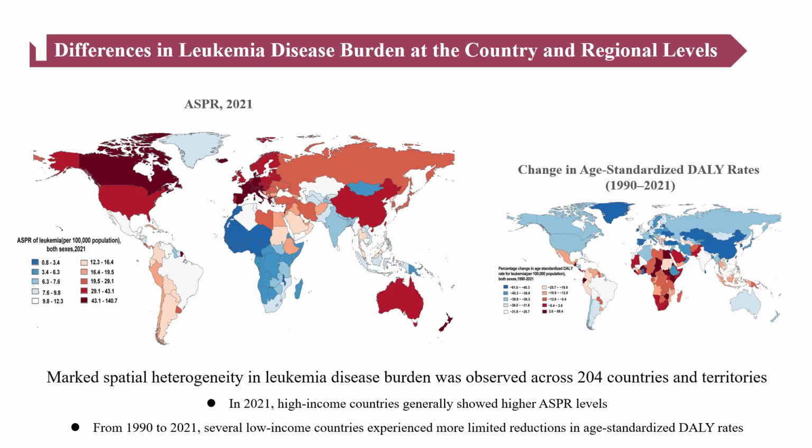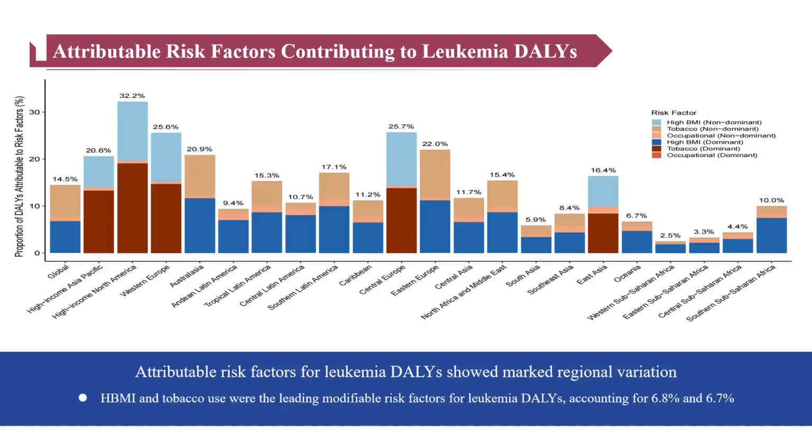At the country level, leukemia disease burden also showed marked spatial heterogeneity. High-income countries generally demonstrated higher age-standardized prevalence rates, while several low-income countries experienced more limited declines in age-standardized DALY rates. The relative contributions of attributable risk factors varied across regions.